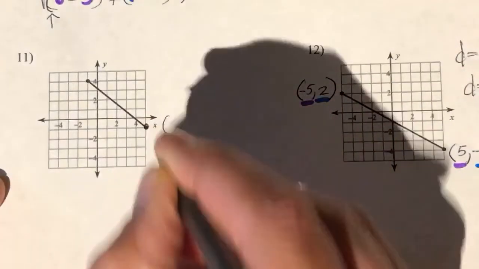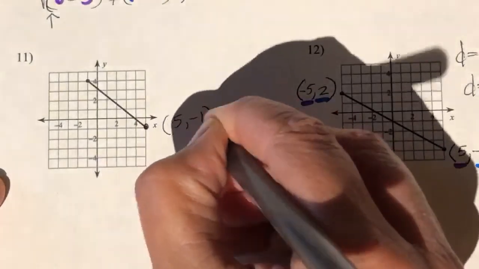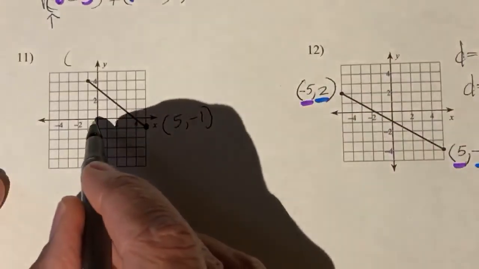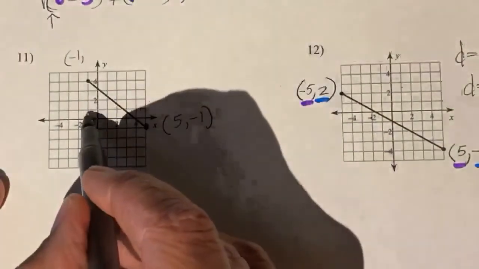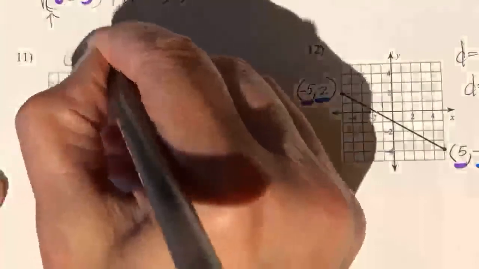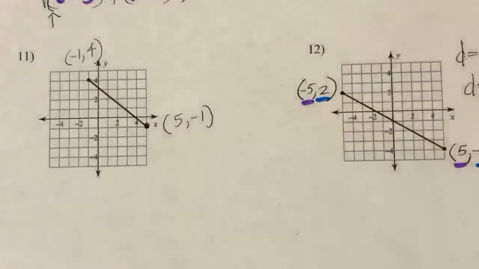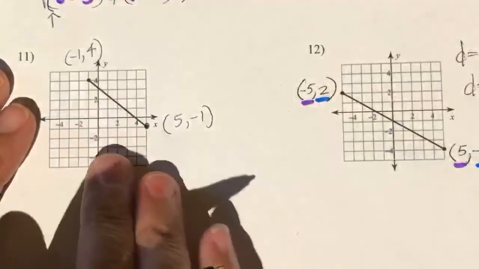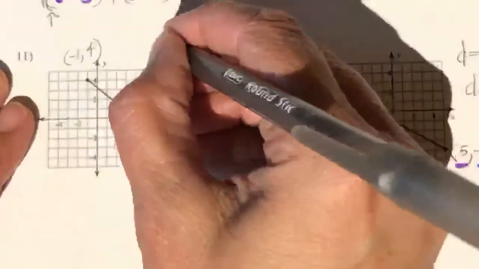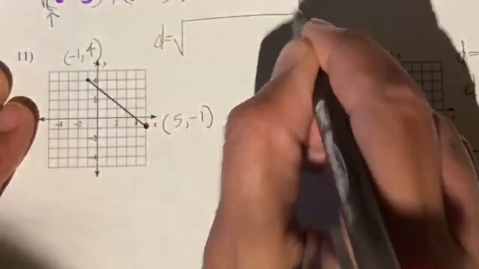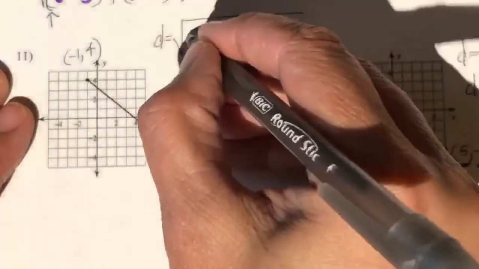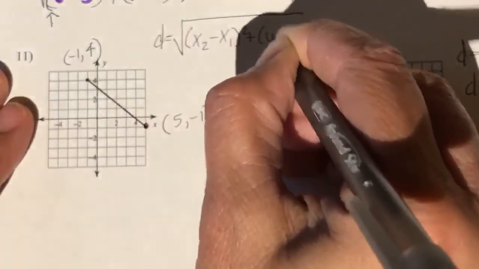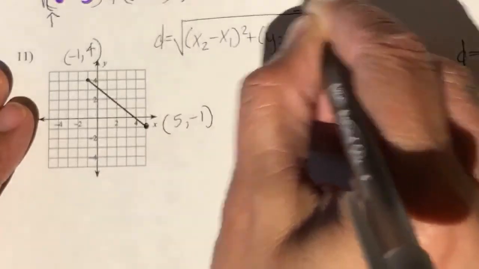All right, so number 11, I've got to look for my two points. So that's 5, -1, right? And this one over here is at -1, 1, 2, 3, 4, so 4. So I've got those two points, and now I want to find the distance, which is also the length of this segment. So I'm going to use the distance formula. The distance equals the square root of, remember, x2 minus x1 squared plus y2 minus y1 squared. Okay?